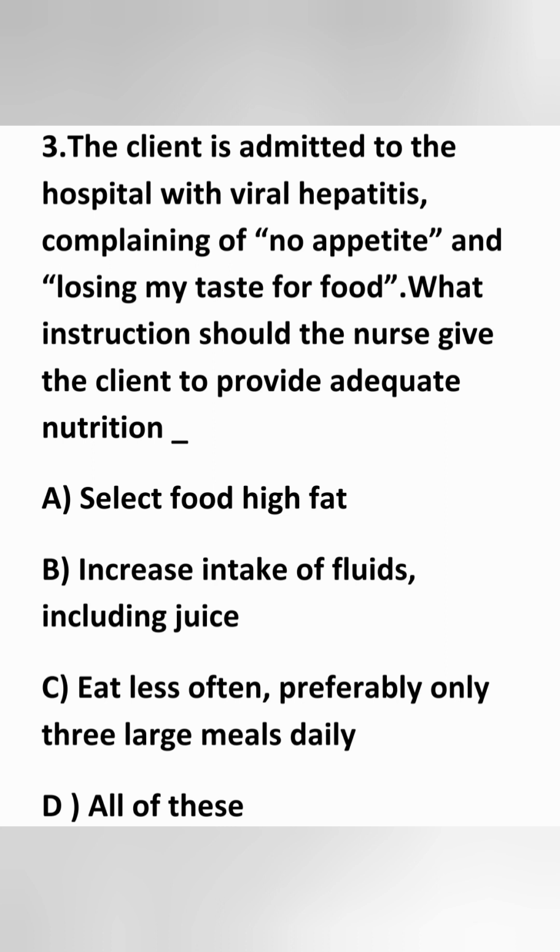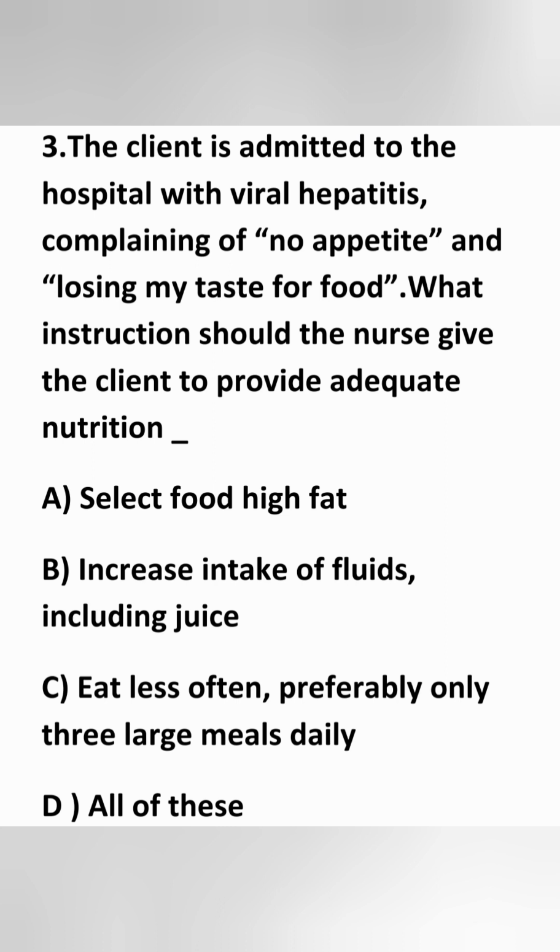Option C, eat less often, preferably only 3 large meals daily. Option D, all of this. So a patient with viral hepatitis is complaining of no appetite and loss of taste for food. Viral hepatitis means acute inflammation of the liver. In this case, as a nurse, what instruction should be given to the client to provide adequate nutrition?